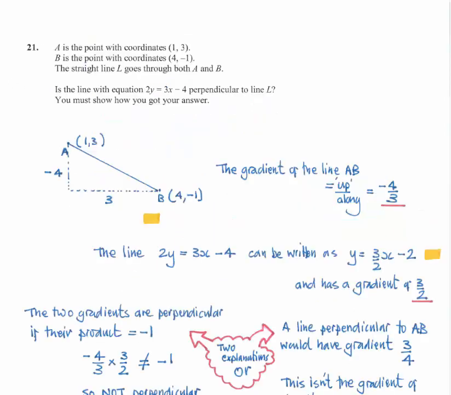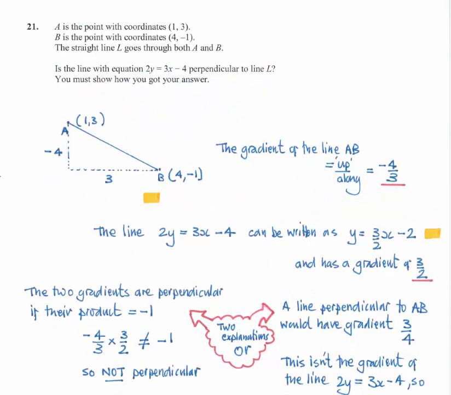Question 21. A is the point with coordinates 1, 3, and B is the point with coordinates 4, minus 1. The straight line L goes through both A and B. Is the line with equation 2y equals 3x minus 4 perpendicular to the line? You must show how you got your answer.